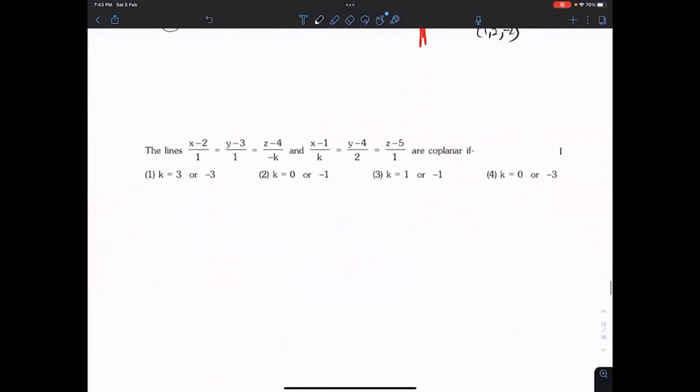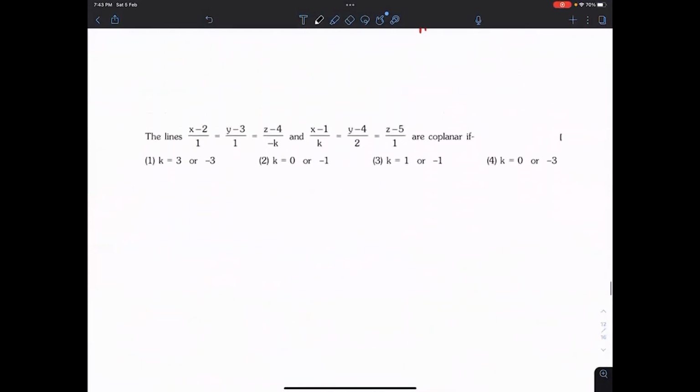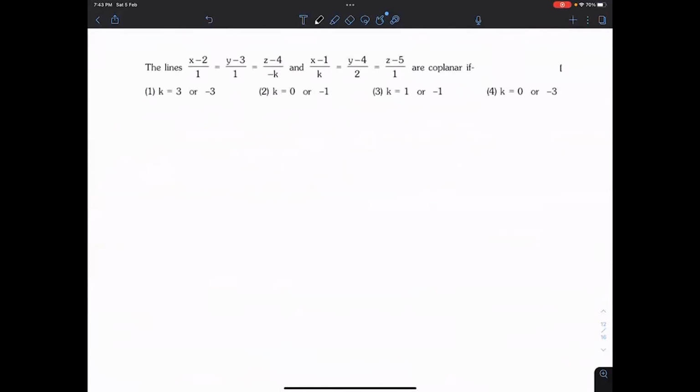So now coming to this one, 2 lines they have given. They are saying coplanar. When 2 lines are coplanar, they will definitely intersect.